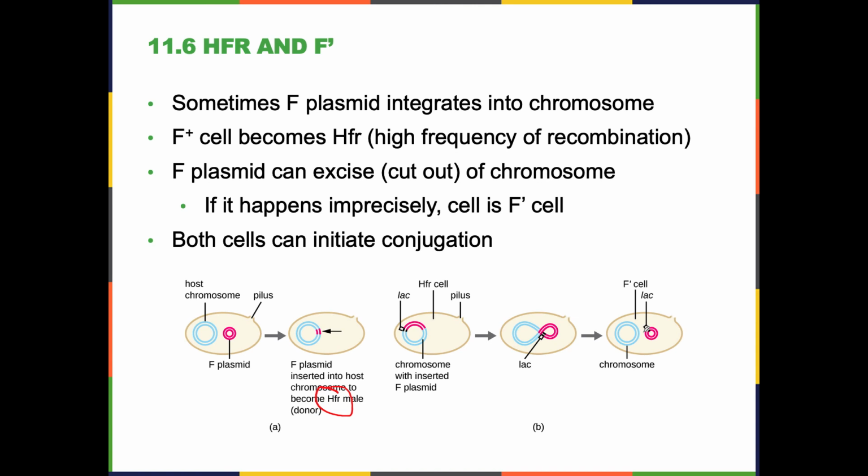So both of these can conjugate, Hfr and F-prime. It happens slightly differently now because of the way that the plasmid is located, and so the genes that are received are slightly different. And I really don't want to take it much farther than that. But both Hfr and F-prime cells are still technically F plus. They can still initiate conjugation.